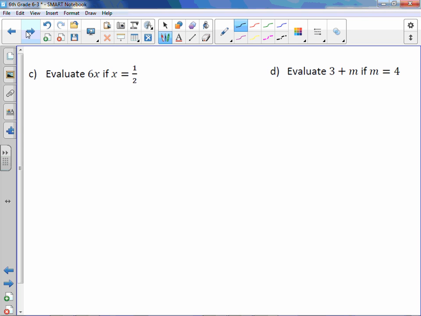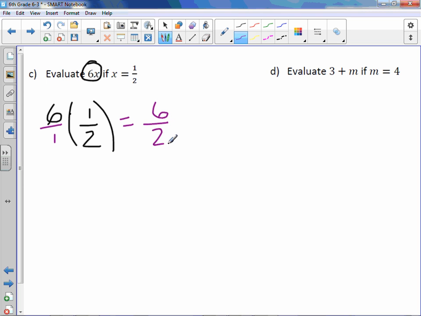Letter C. Evaluate 6x if x equals 1/2. Remember, when a number is written right next to a variable, it's multiplication. So 6 times, and let's replace x with 1/2. Now remember, we want to put a dot there, or we can put parentheses, and they both mean multiplication. So let's multiply. I'm going to put the 6 over 1 and multiply across. 6 times 1 is 6, and 1 times 2 is 2. Remember, fractions are division, so 6 divided by 2 is 3.